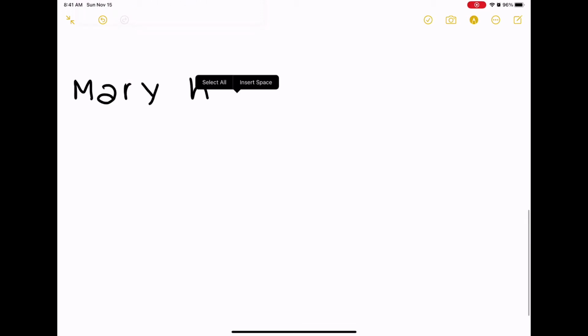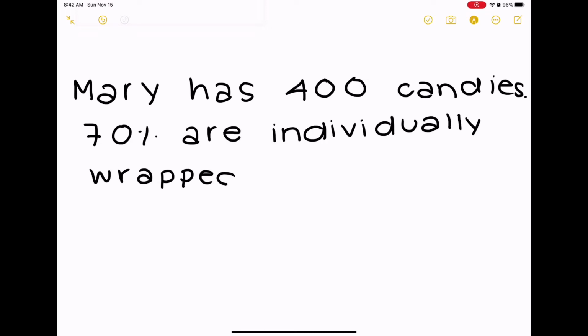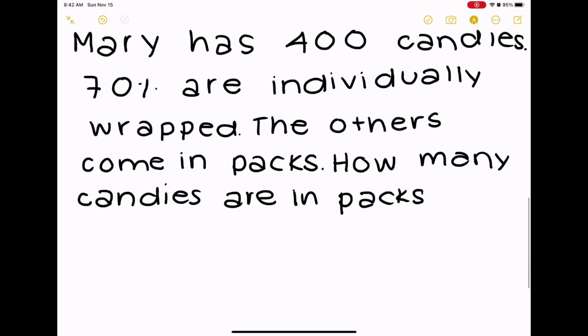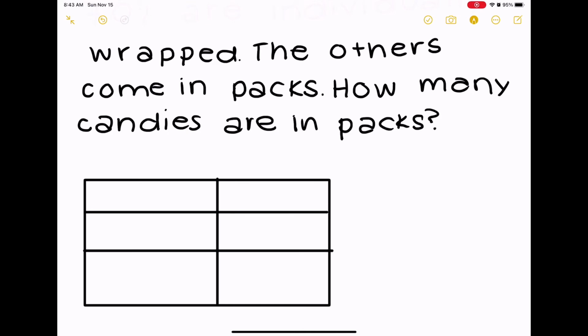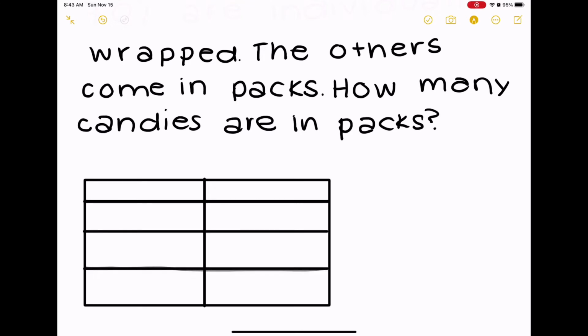Let's say Mary has 400 candies. 70% are individually wrapped, and what I mean by that is something that's individual. The others come in packets, like Skittles or something like that, that have multiple in it. How many candies are in packs? We're going to set up a table similar to how we set up one before. We use the same kind of table; we just alter the information and what goes in each row.